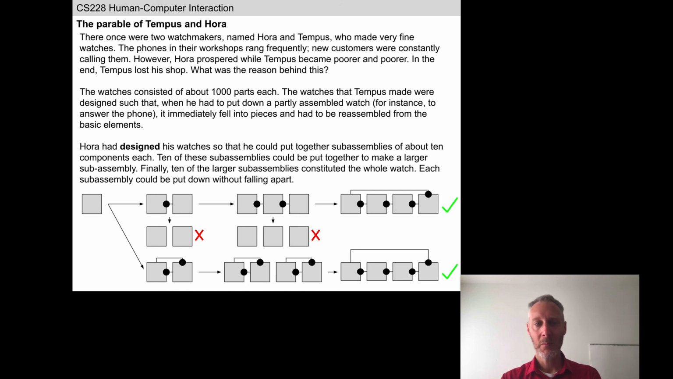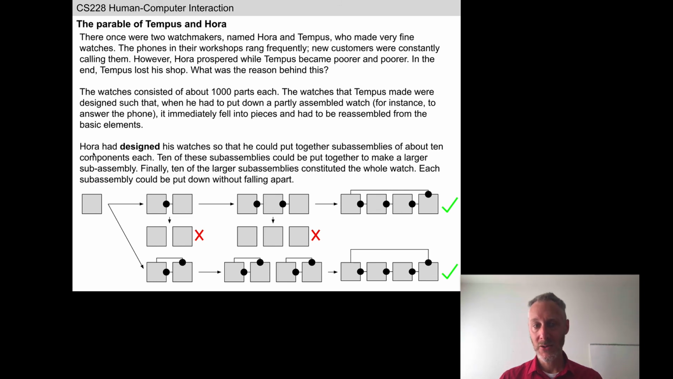What was the reason behind this? What was the reason behind the different ways in which Horror and Tempus build watches that allowed one to prosper while the other failed? The watches consisted of about 1,000 parts each. The watches that Tempus made were designed in such a way that when he put down a partly assembled watch to answer the phone, it immediately fell into pieces and had to be reassembled from the basic elements.